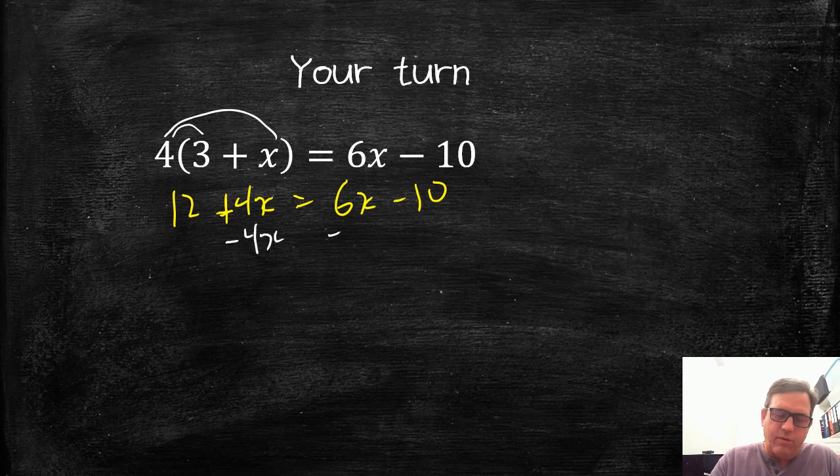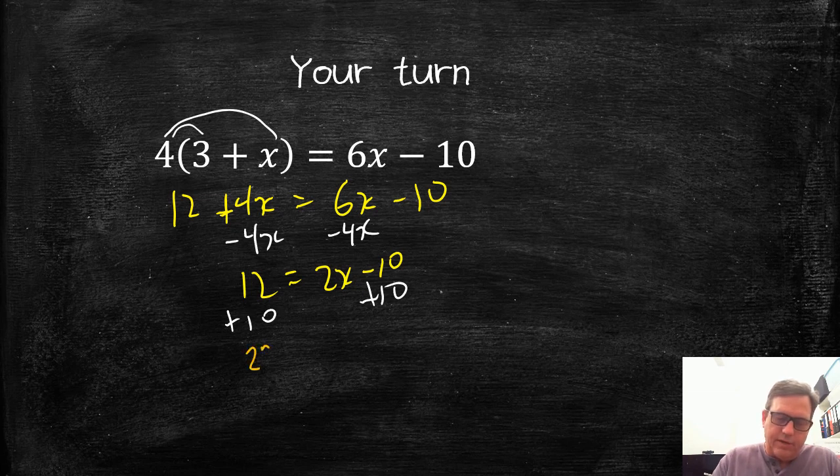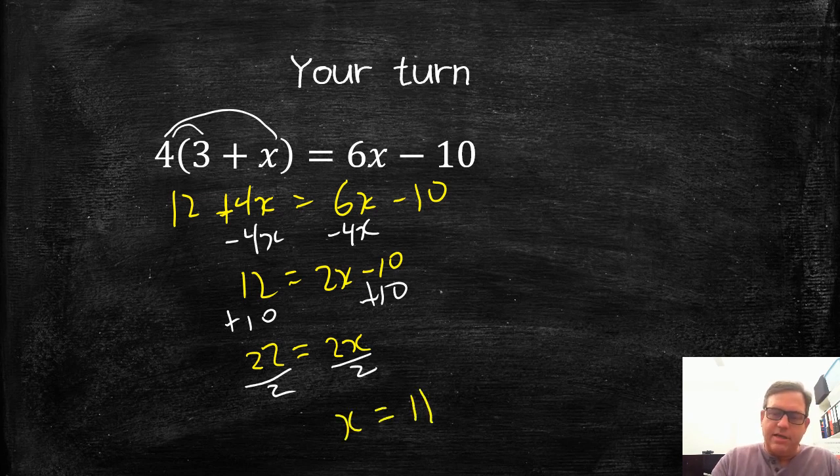So I'm going to take away 4x. The white bit is what's going on in my head. 12 equals 2x minus 10. I'm going to add 10. So 22 equals, that's not yellow, 22 equals 2x. Divide by 2, x equals 11.